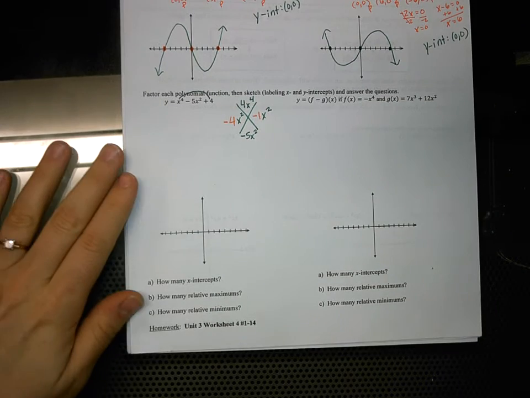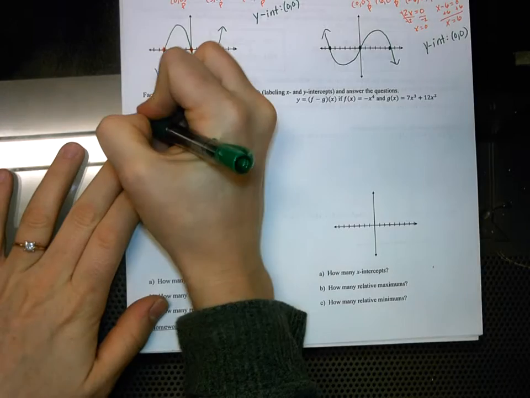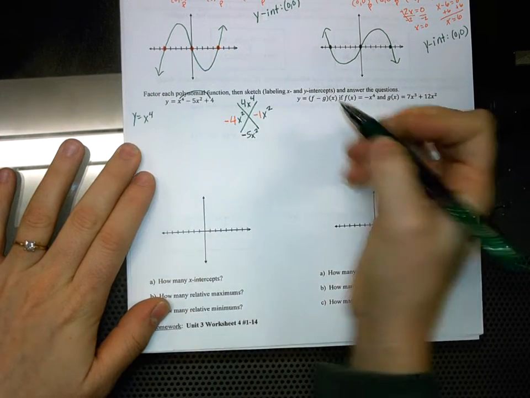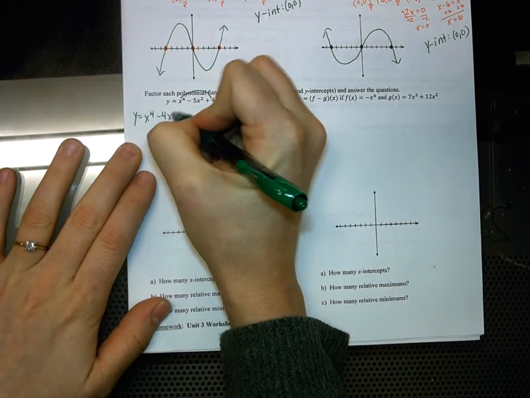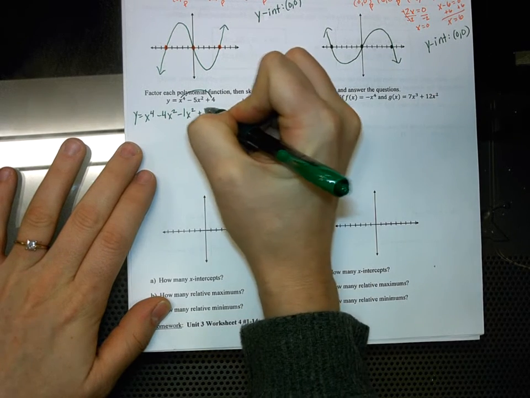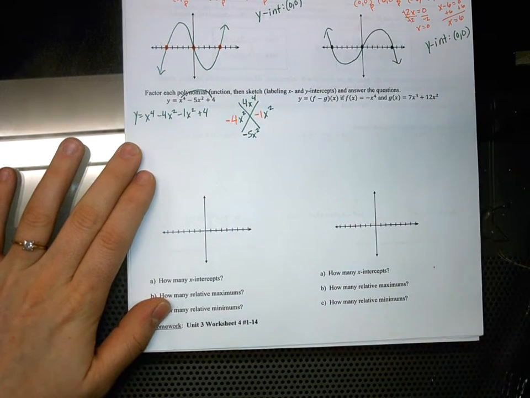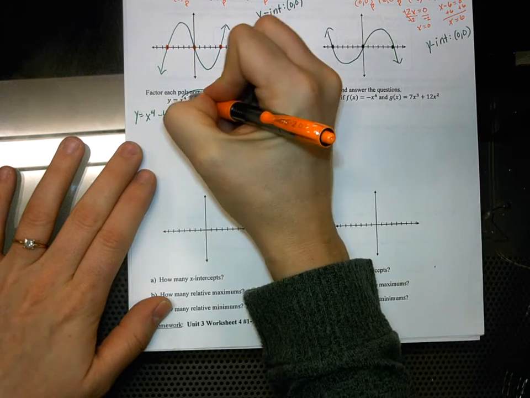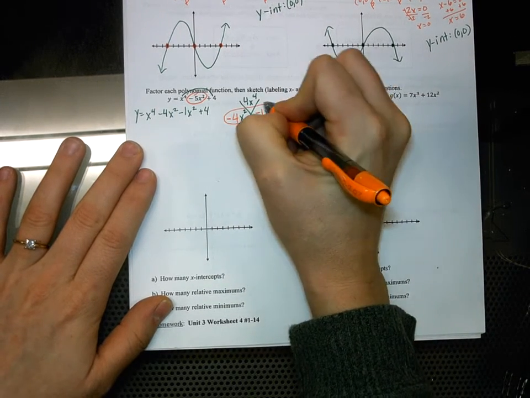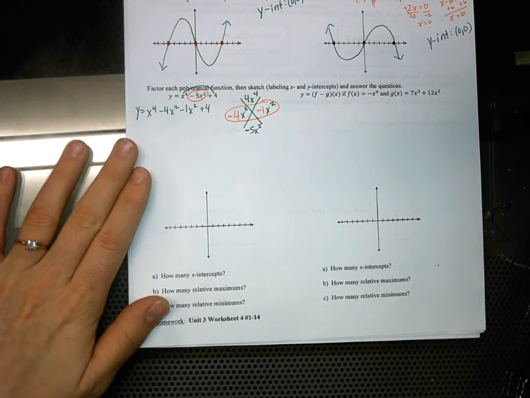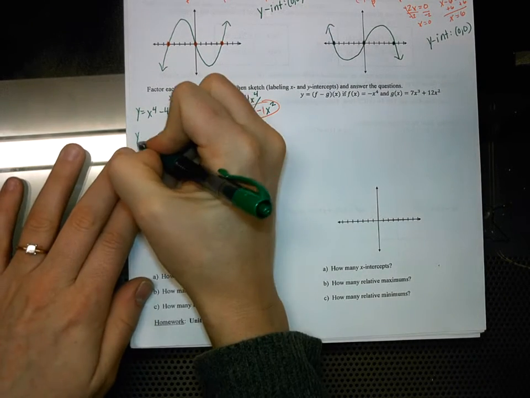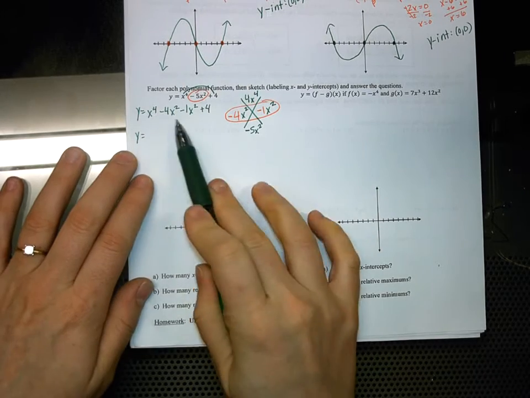So, from this, we're going to do x to the 4th minus 4x squared minus 1x squared plus 4. All I did was replace the negative 5x squared with my two new terms. I split it. All right. Left-hand side, what's my greatest common factor?